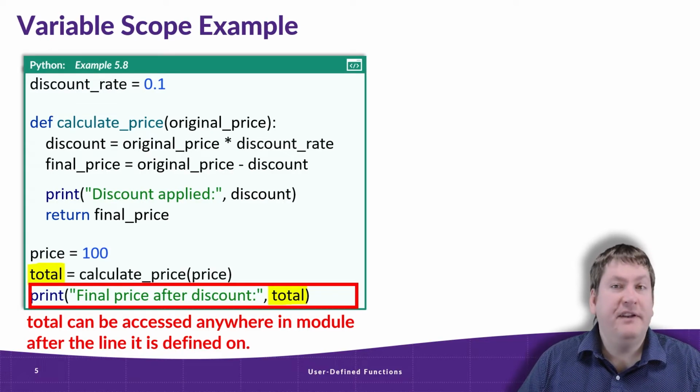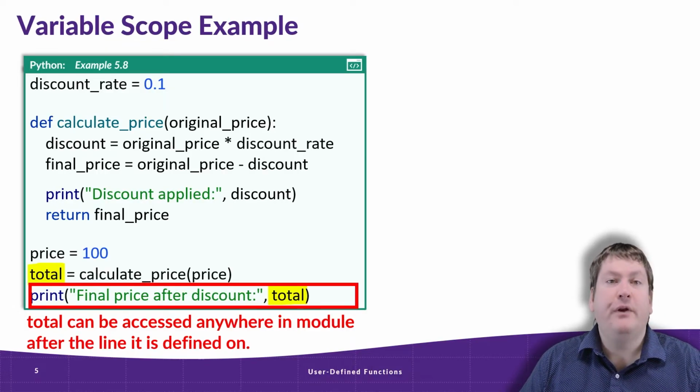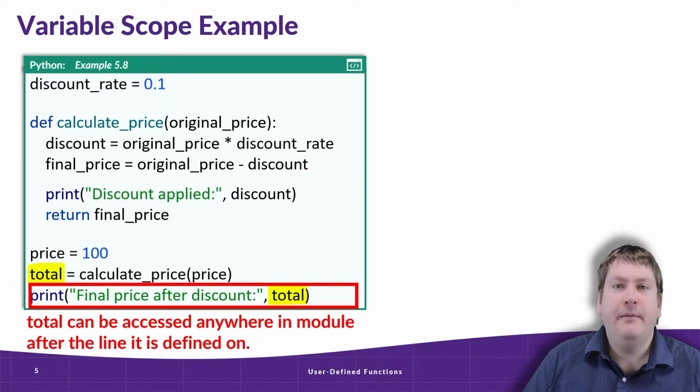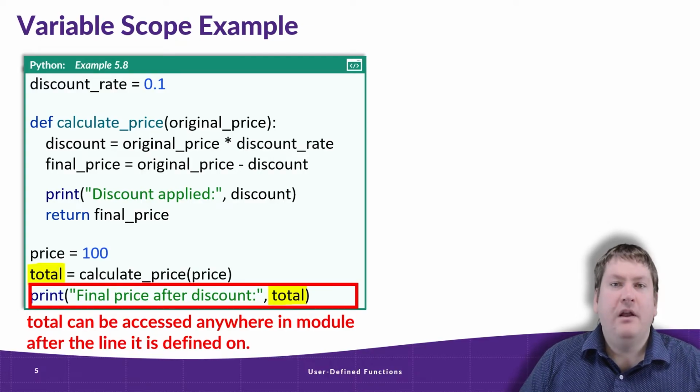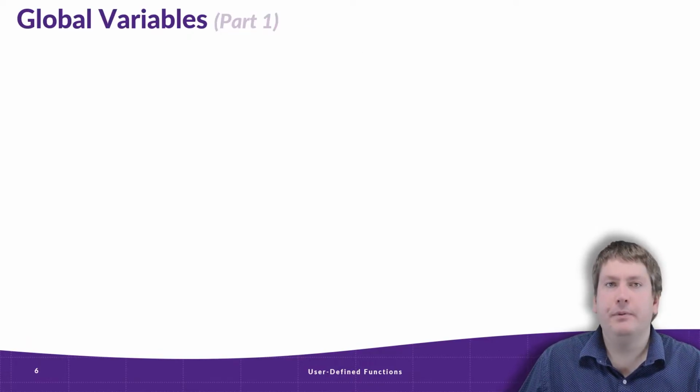If we know that discount and final price are local to the calculate price function, we should also know that we cannot access them outside of this function. For example, we couldn't add them to this print line at the end of the program and output them. However, discount rate, as it is a global variable, we could add that to this print line and it would output and work correctly.